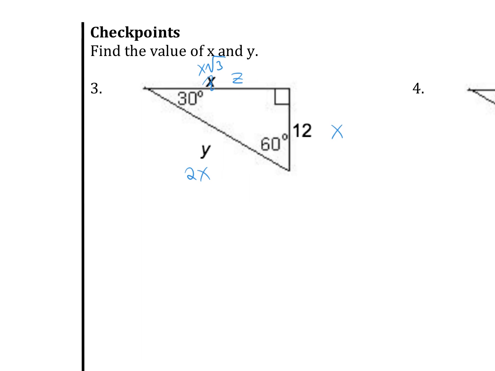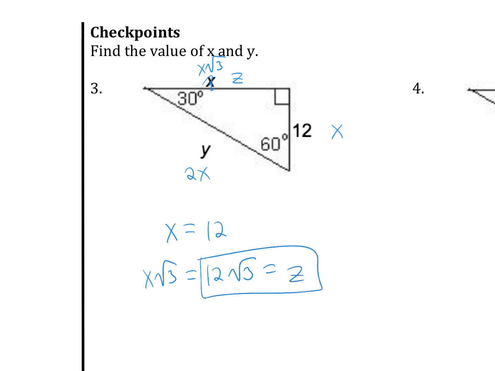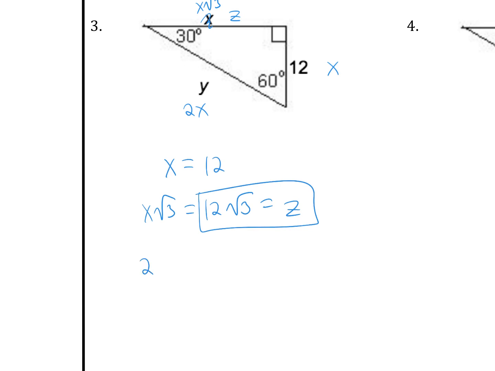So what do we know here? Well, we know that x equals 12, okay? Which means x square root of 3 equals what? 12 square root of 3, which equals z, okay? And we know that y equals 2x, but 2x is going to be 2 times what? Let's see here. 2x is going to be 2 times 12, right? Which equals 24, which equals y.